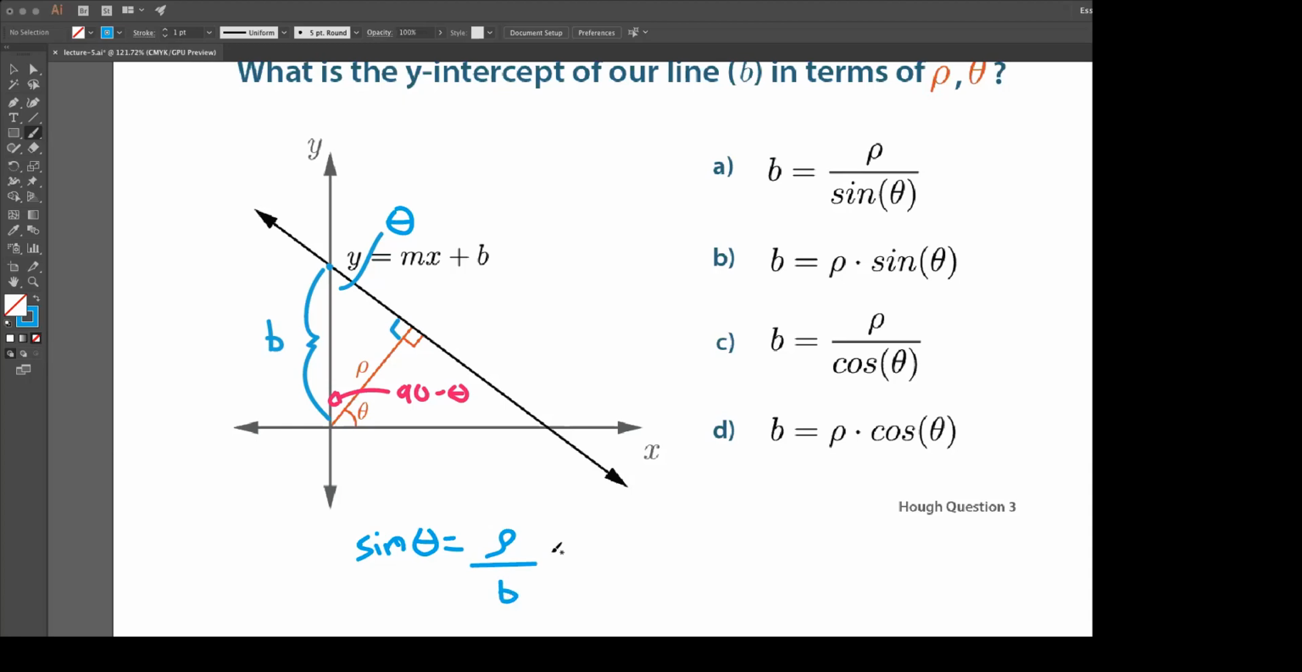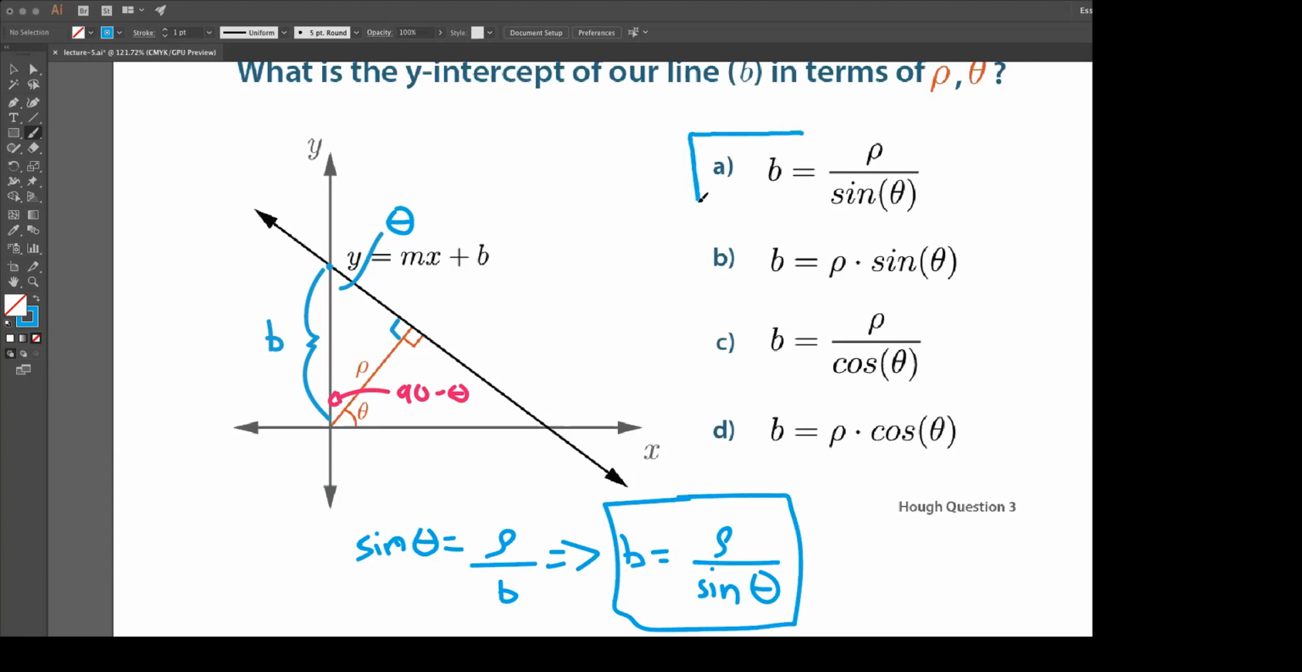And if I solve this for b, if I get b alone on one side, I get b is equal to rho divided by sine theta, which I think was a tie for first place. Hopefully that makes sense. So that's how we find the y-intercept in terms of rho and theta, and we're about to use that to code up the Hough transform. Great, hopefully that makes sense.